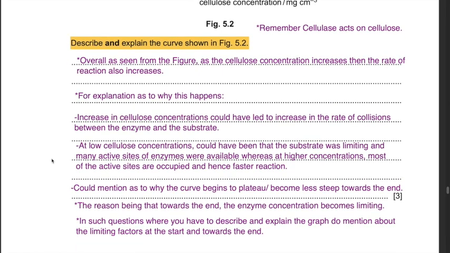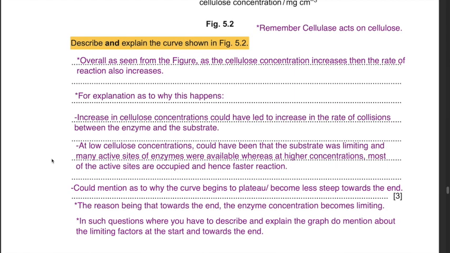So as you can see over here, I have mentioned that point. At low cellulose concentrations, it could have been that the substrate was limiting and many active sites of enzymes were available, whereas at higher concentrations, most of the active sites are occupied and hence faster reaction. You could also mention why the curve begins to plateau or become less steep towards the end. The reason being that towards the end, enzyme concentration becomes limiting. In such questions where you have to describe and explain the graph, do mention the limiting factors at the start and towards the end.